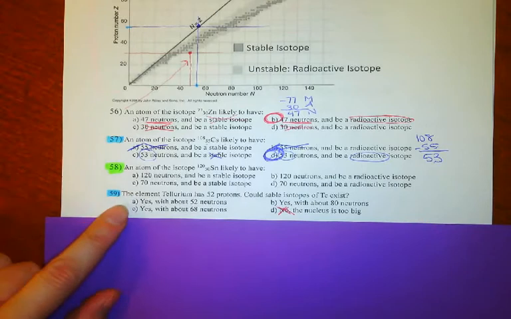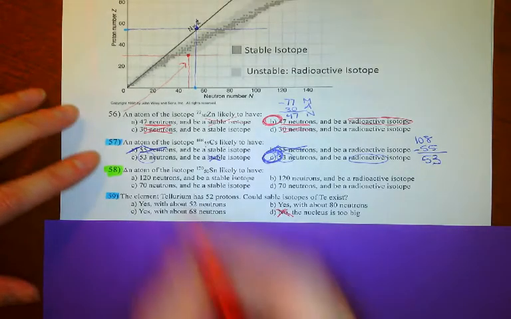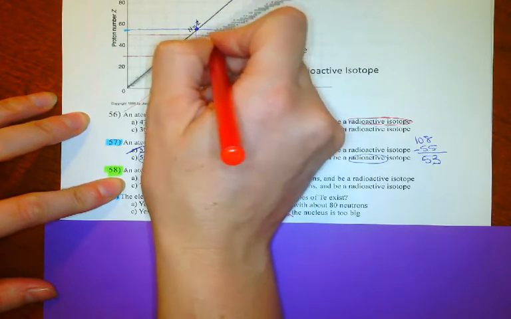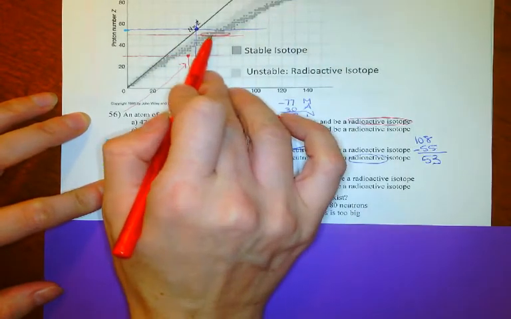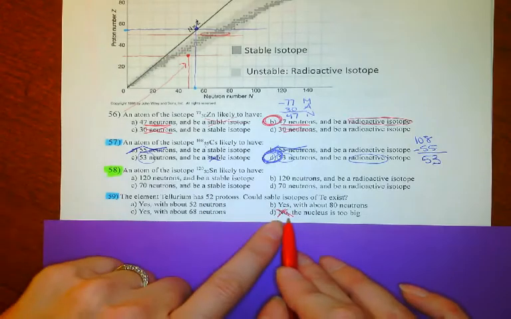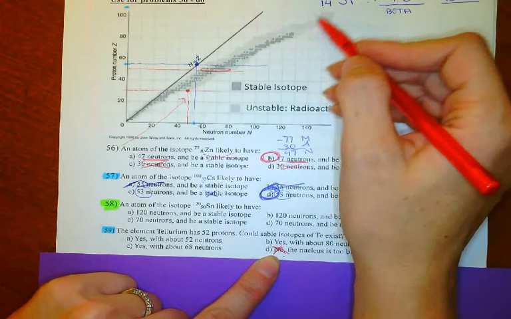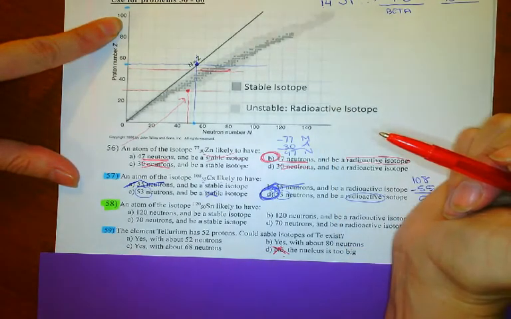Then let's look at this one. The element tellurium has 52 protons. Could stable isotopes of tellurium exist? So we're going to look at 52, which is just above 50. So we're going to be right about here, looking in this area. Is there anywhere possible for it to be dark gray, stable? Yeah, that's a possibility. So that's why I crossed D out. It's only going to be too big once you start having this many protons. So once we're looking at like 90 protons, that's when we get too big to be stable.